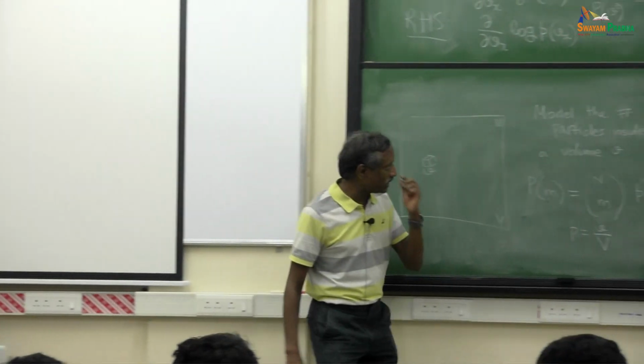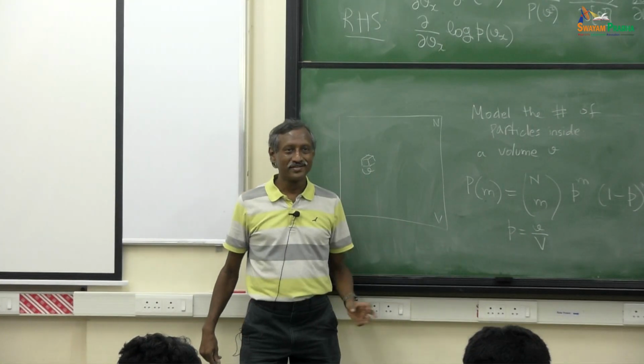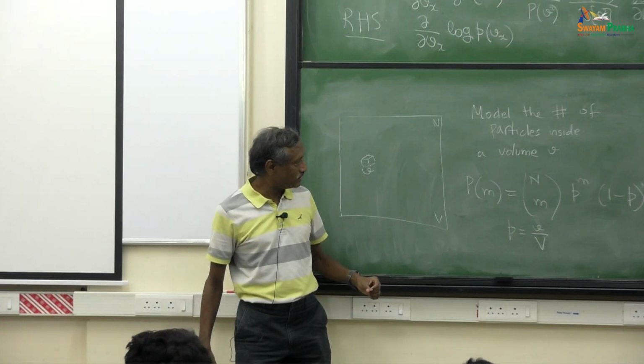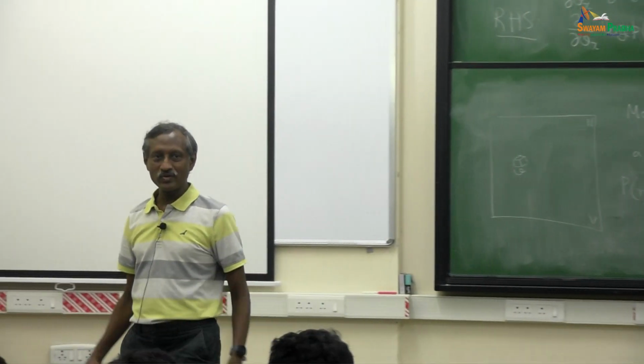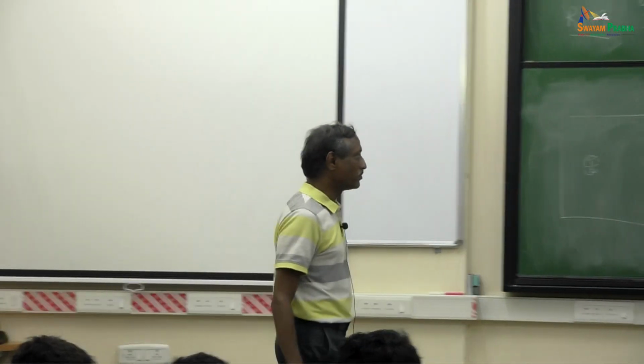Okay. So let's now ask, what does that mean? What is the average number of particles inside the volume? What is mu?